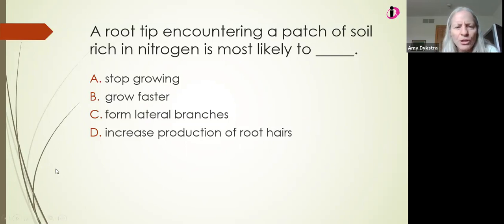I would say that the majority of you chose C, which I think is the best answer: the plant will form lateral branches of its roots there. It's not necessarily going to increase production of root hairs, because it's always going to have root hairs in the tips of the root, but it's not always going to be forming lateral branches. It won't stop growing. It will grow more branches, and it will also continue to grow deep. It won't necessarily grow faster, but it'll form more branches. That, I think, is the best answer to this question.